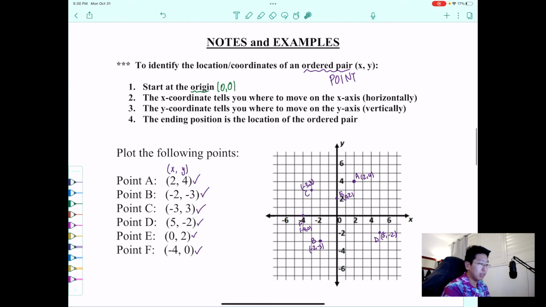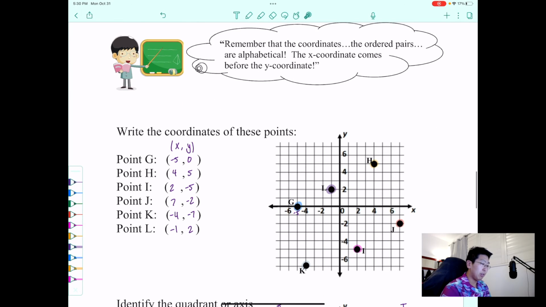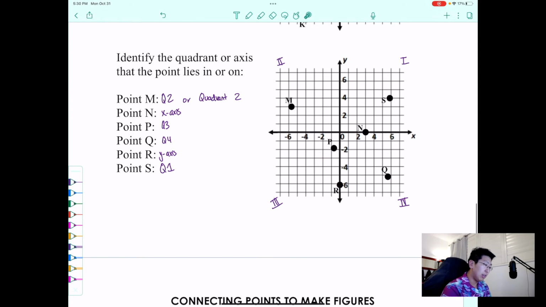And then we talked about what it takes to plot some points. We look at the X value, we find the X value, and then we go find the Y value, and then we go up 4, okay? Then we took some points, and then we found out what coordinates they were, so we kind of did the opposite of what we just talked about. And then here we just labeled which quadrants and what axis they are, okay? Hopefully that's making sense to you here.